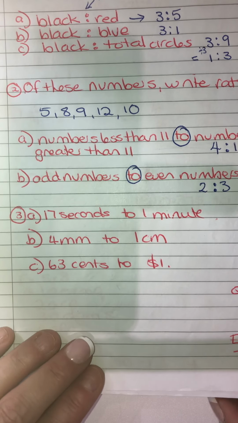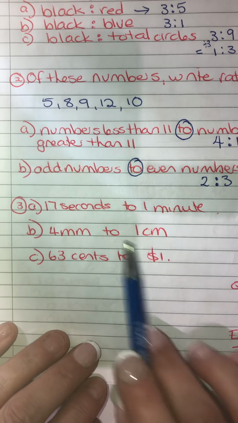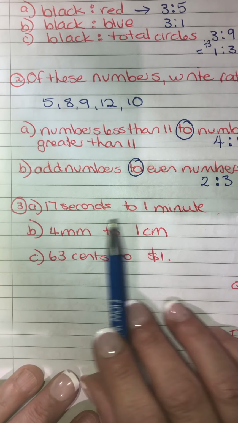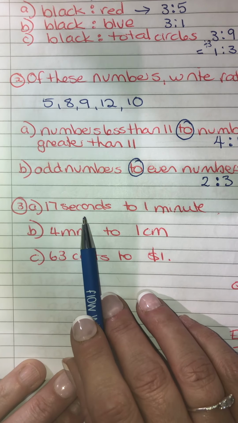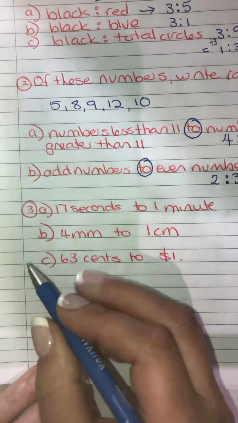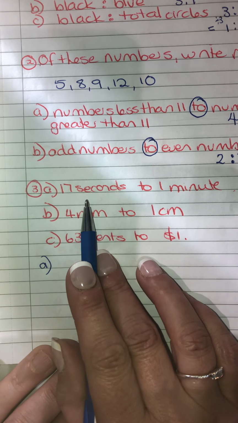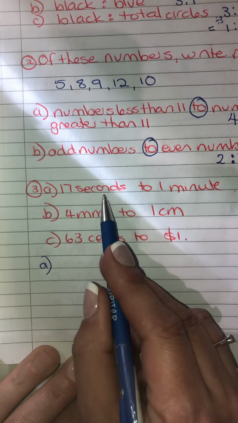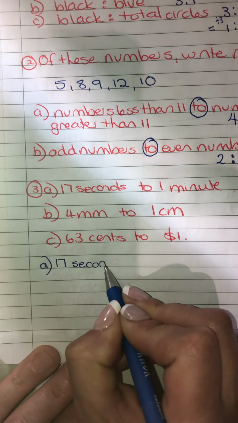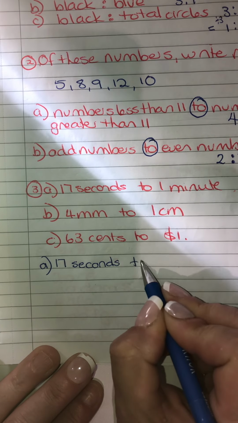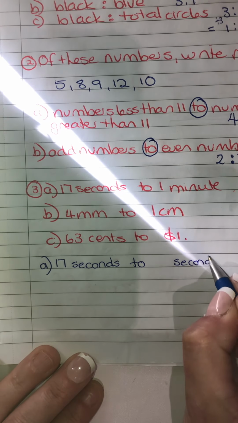All right, a little bit of work. That's the next step, harder but not too hard. When you've got different units, we're going to have to change them. So the first one is 17 seconds to 1 minute. The problem here, I'm going to give myself some space, is that they're not in the same unit. So we're going to change it and use the smallest one. So we've got 17 seconds, and we'll keep that as seconds, to 1 minute. Now we want to change 1 minute to seconds.